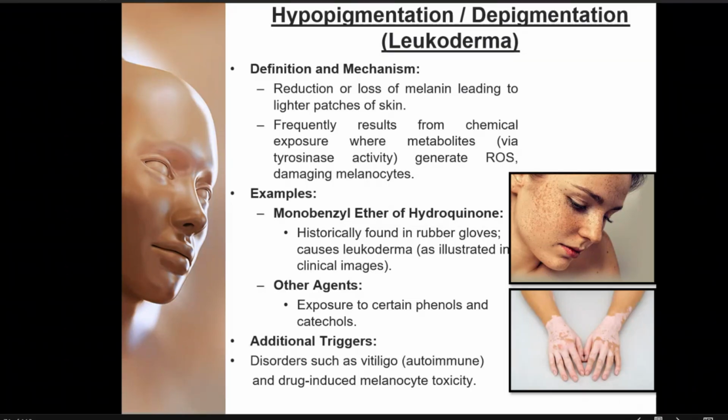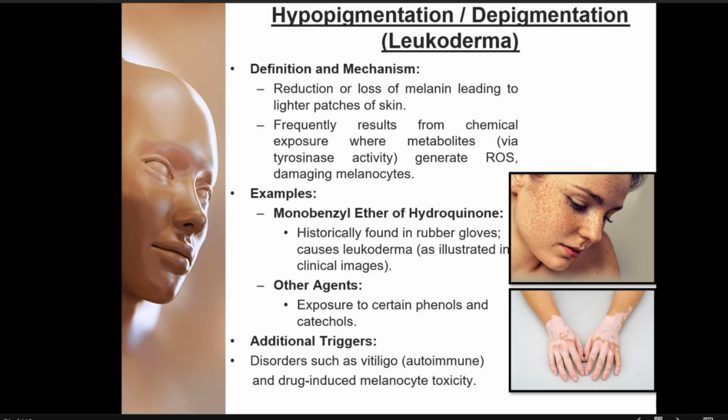An example is monobenzyl ether, historically found in rubber gloves. So rubber gloves contain the monobenzyl ether, which causes leucoderma. It means this compound is responsible for the decrease in melanin synthesis. So due to the decrease, there is a change in the color, or you can see the whiteness of the skin. Other agents, like exposure to the chemicals phenol and catechol, are also responsible for this hyperpigmentation.